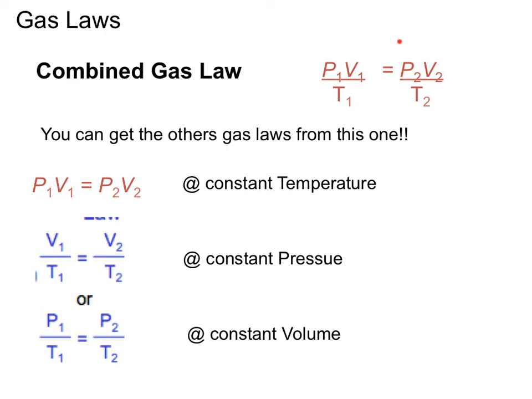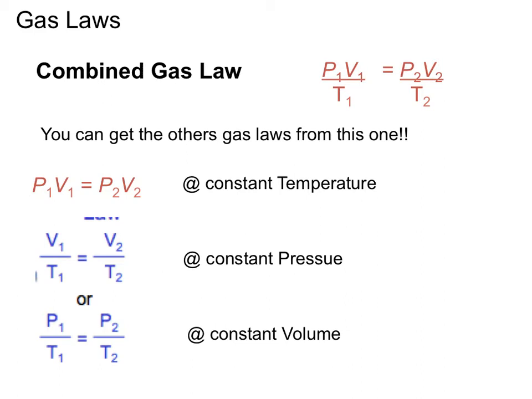But the neat thing about the combined gas law is that you can get the other gas laws from this original combined gas law equation. Okay, so if you are at constant temperature, meaning that your temperature doesn't change, all you do is cross out your T1 and your T2, and you end up with P1V1 equals P2V2. If you're at constant pressure, you just cancel out your P1 and P2, and that gives you V1 over T1 equals V2 over T2. And then, of course, at constant volume, you can just cancel out the volumes, and you end up with P1 over T1 equals P2 over T2.